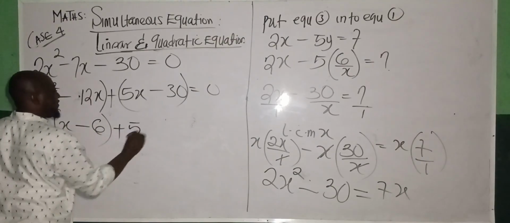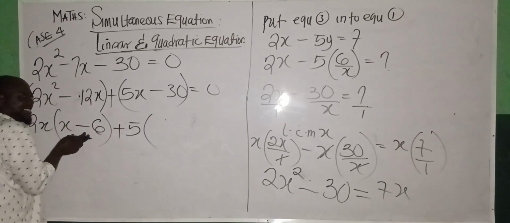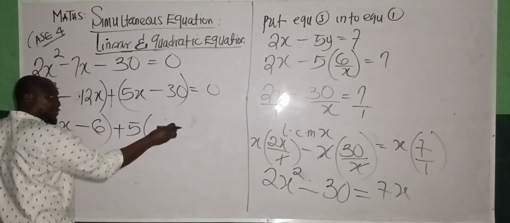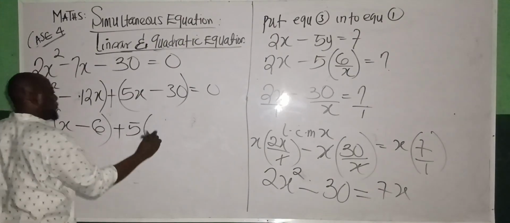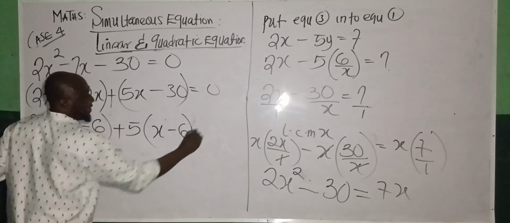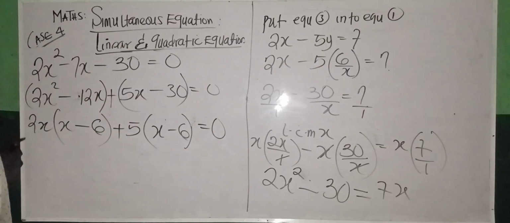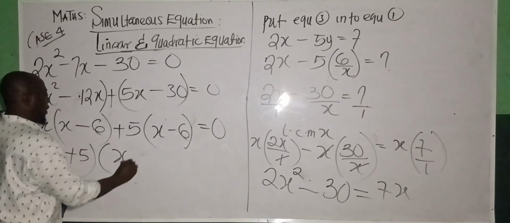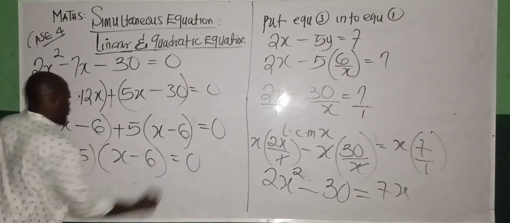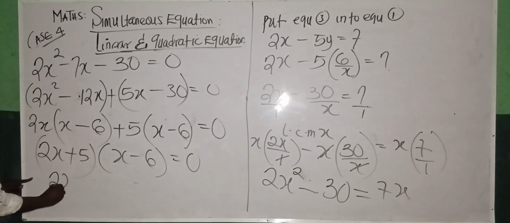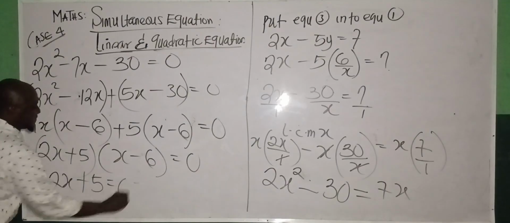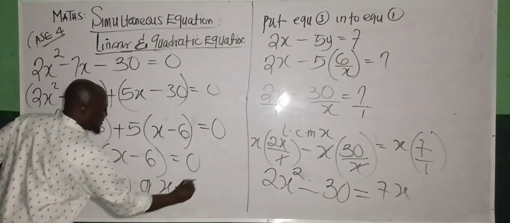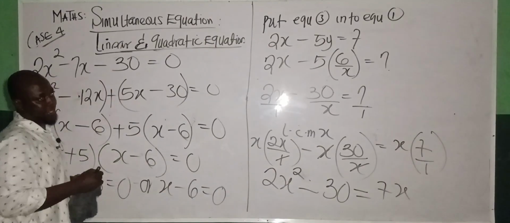What is common here is 5. So this bracket is the same thing. You are supposed to have the same bracket with the second one. So just take this one and put it here. I'm having this. That's what I'm having. All equals to this. So from this point now, I have 2x plus 5. Take the outside one or take the bracket first. Any one you like, you are correct. So I'm having this all equals to this. So here, 2x plus 5 will give me 0, or x minus 6 will give me 0 here.